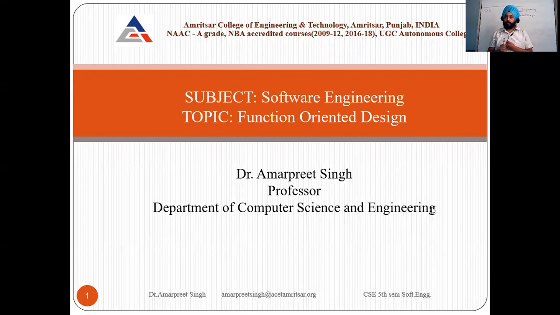And the topic for today is function oriented design. So, today's topic that I am going to present on software engineering is function oriented design. In my last presentation, we covered the basics of software design, and we just touched on the two approaches of software design. One was the function oriented design and another was the object oriented design. So today I will present the whole lecture on function oriented design.